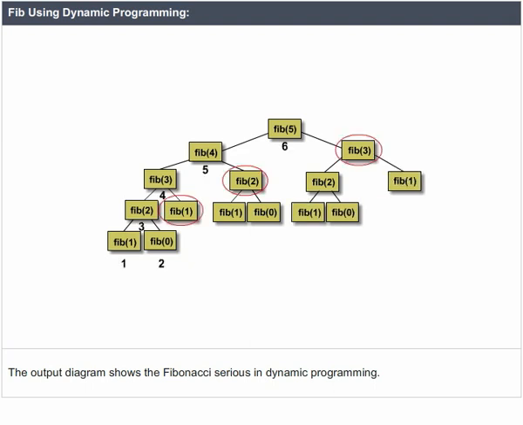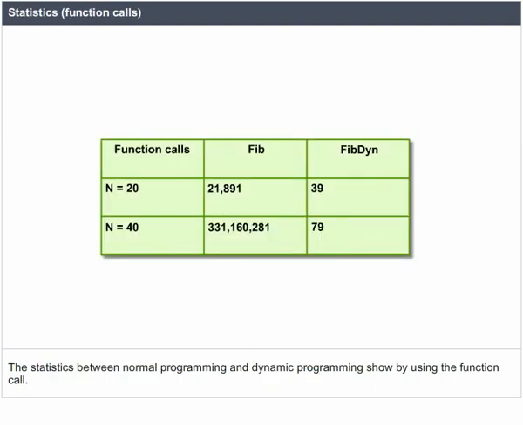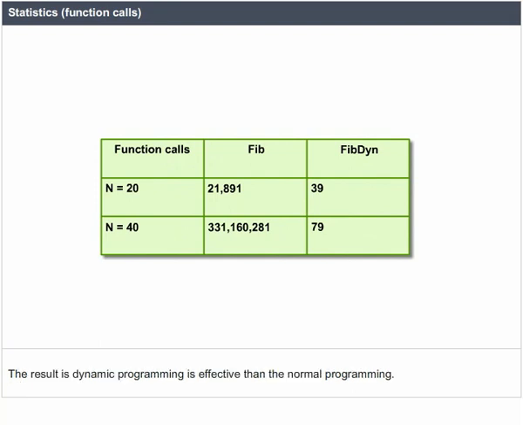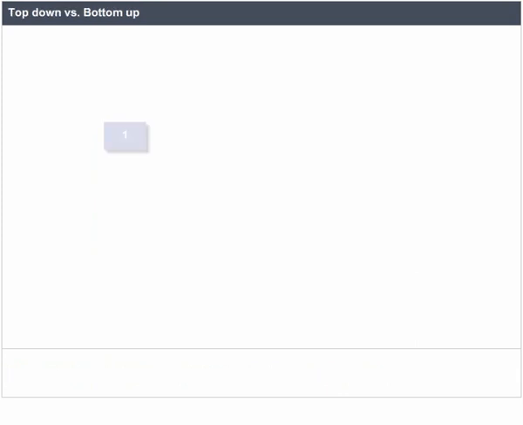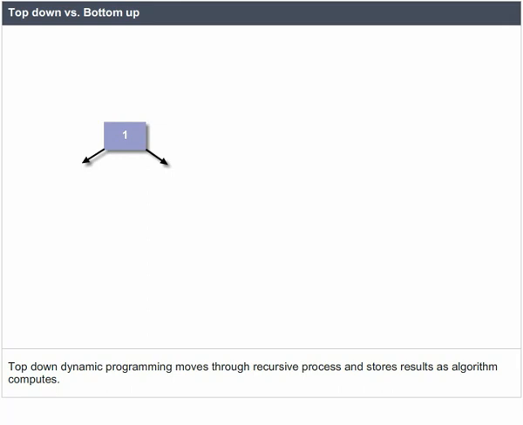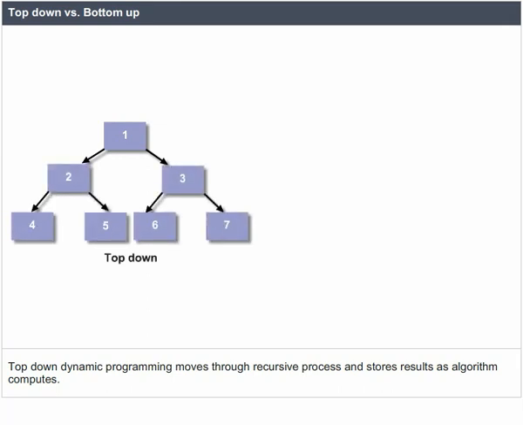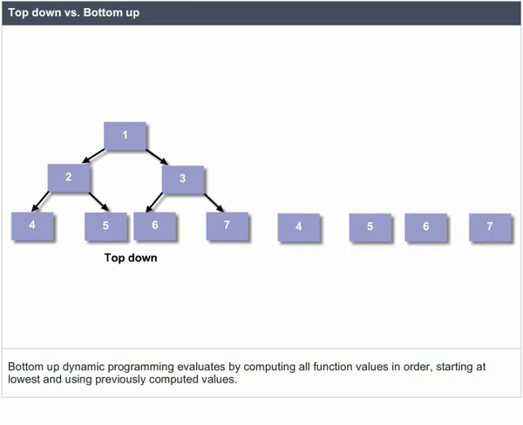Statistics, function calls. The statistics between normal programming and dynamic programming are shown by using the function calls. The result is that dynamic programming is more effective than the normal programming. Top-down versus bottom-up. Top-down dynamic programming moves through the recursive process and stores results as the algorithm computes. Bottom-up dynamic programming evaluates by computing all functional values in order, starting at the lowest and using previously computed values.